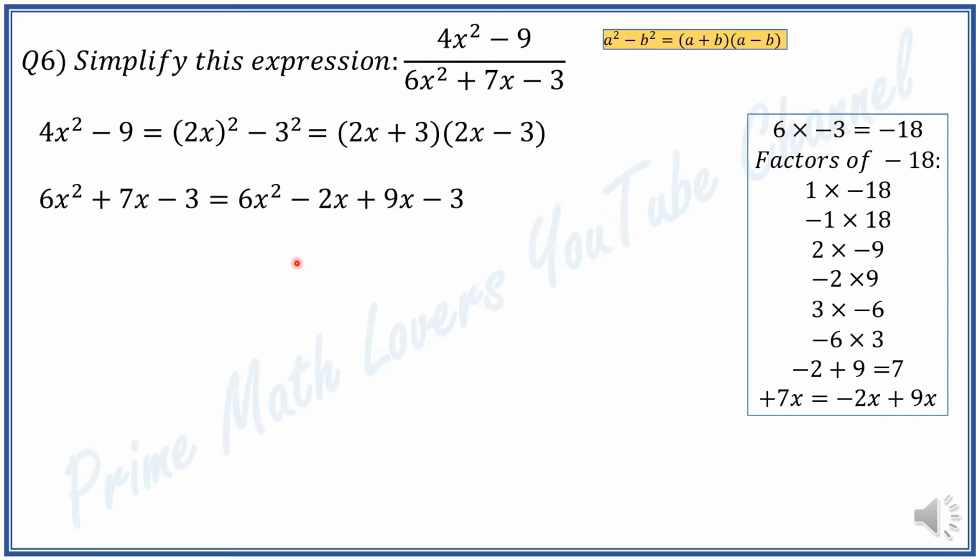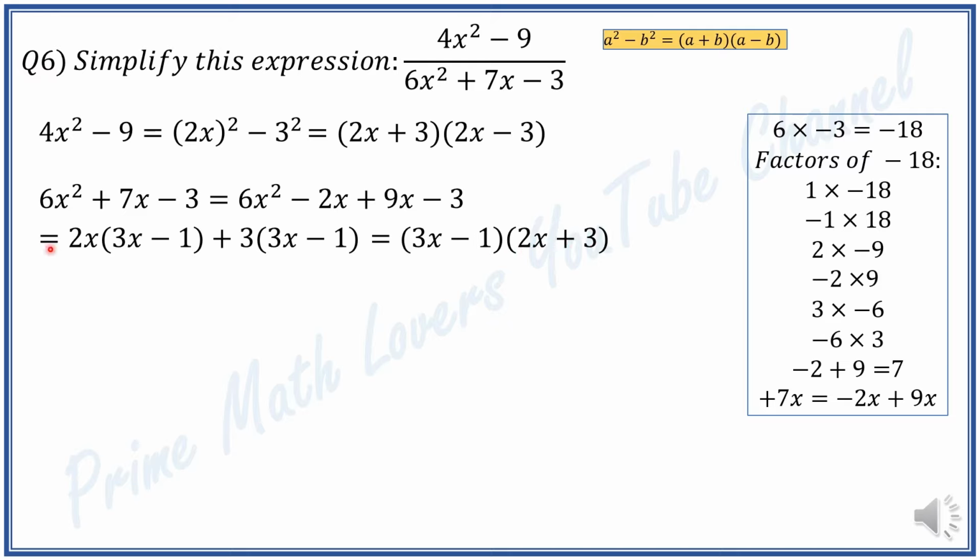Then from these two pairs, I factor out 2x. I'll have 2x times 3x minus 1. From 6x squared, I will get 3x, and from minus 2x, I'll get minus 1. And from the second pair, I factor out positive 3, and I'll have 3 times 3x minus 1. Now I can factor out 3x minus 1, and I'll get 3x minus 1 times 2x plus 3.